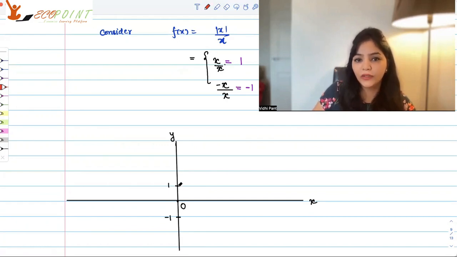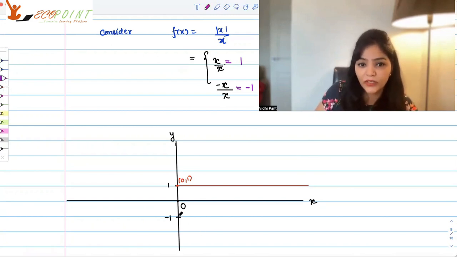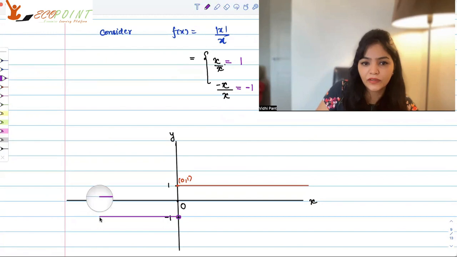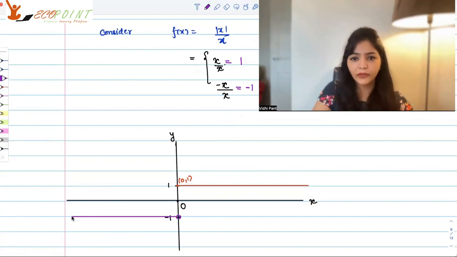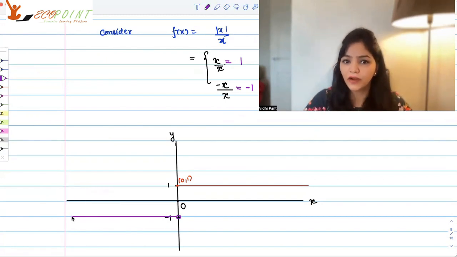When x is greater than or equal to 0, that is at 0, you get this point, (0, 1). And even after 0, the graph looks like this. And when x is strictly less than 0, okay? Mind you, strictly less than 0, so there's no value here. But on the left, immediately left, you will have minus 1 throughout. So this is the kind of graph that gets constructed for this function.